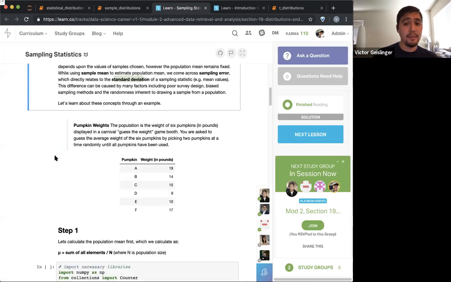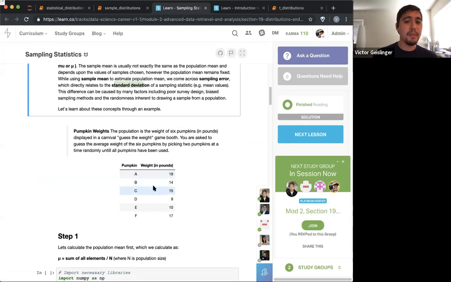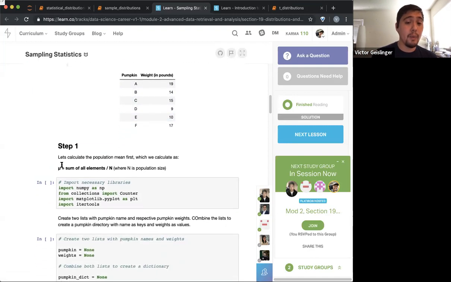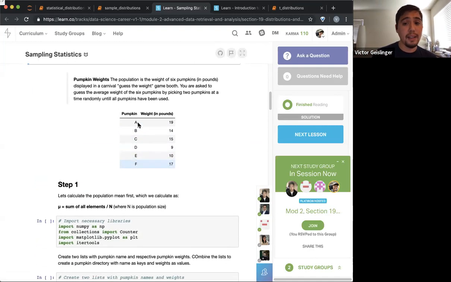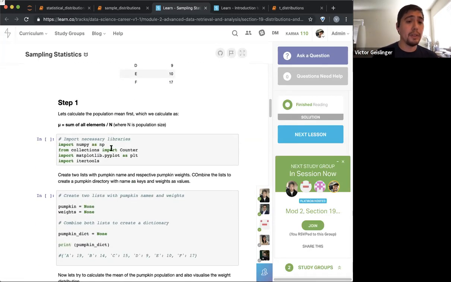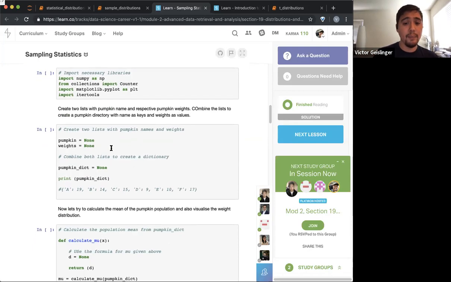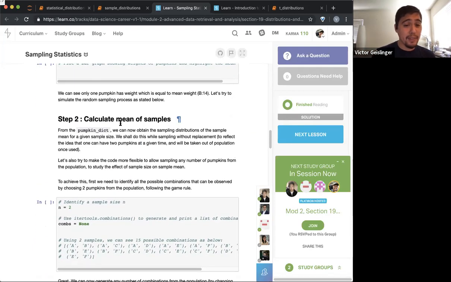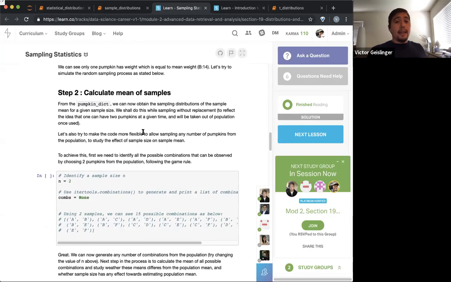I just want to quickly show you a little bit of this. Basically, they have a simulation, and I think they just made up these numbers. They're different pumpkins, and they walk through it. First we can figure out what mu is, because we know what all the pumpkins are, and I think this is how heavy they are. So we can quickly do that just so we know what the, quote unquote, truth is. Then you can calculate the mean of the samples, and that's pretty simple.